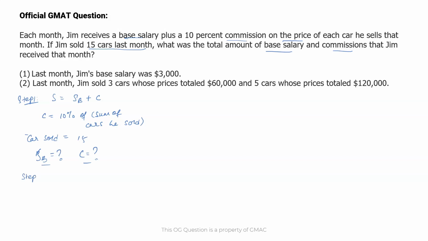Step 2 is analysis of the statements, which we do individually. Statement 1 tells us that Jim's base salary was $3,000. So here we are given the information that the value of SB is $3,000. Now this partly answers the question. It gives us the value of SB, but the number of cars he sold is known to us and the price of the cars is unknown. So we cannot find out the commission using this. So commission is still unknown.